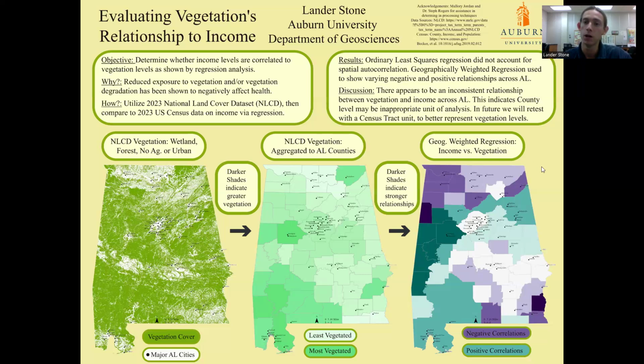scales. And so in the future, I would like to retest this analysis with a census tract unit to better represent vegetation levels and vegetation distribution across the state to see if there's a stronger correlation, either negative or positive, as it relates to vegetation.